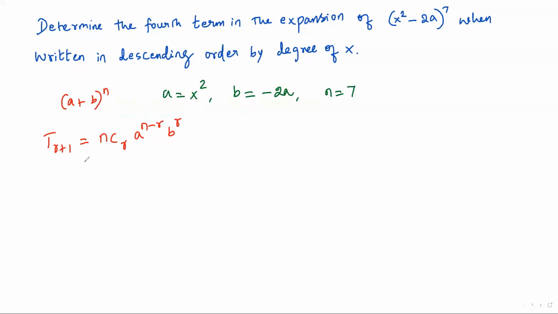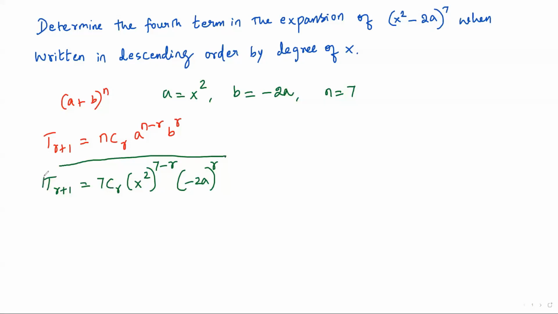Okay, now let's plug in these values for a, b, and n into this (r+1)th term. Then I'll be getting the (r+1)th term is equal to 7Cr, and a is going to be x² to the power n − r. We have n is equal to 7, so 7 − r. And for b, we have (−2a) to the power r. This is the formula we get for the (r+1)th term in the given binomial expansion.